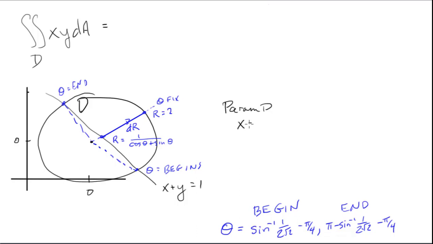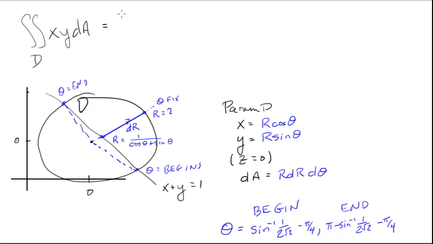Rewrite it in parametric form. x is r cosine theta, y is r sine theta, z is equal to 0. That's the equation for the surface. dA is r dr d theta. And I replace the variables with their parameterization. Let me just call these numbers theta 0 and theta naught, just for simplicity's sake.